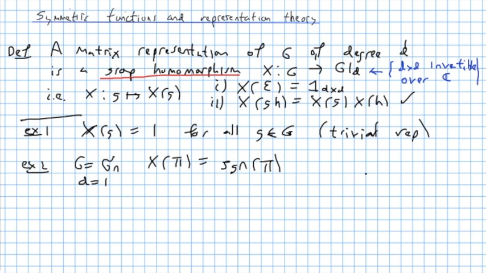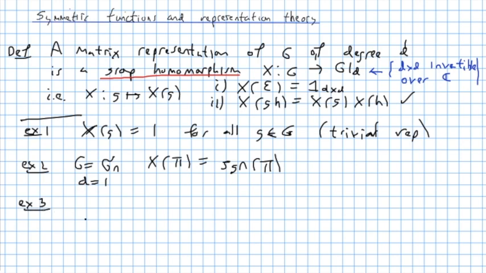So when you saw the sign of a permutation, you were already seeing an example of a matrix representation. We study permutations by associating to them 1 or -1. So we study groups, we study symmetries through linear spaces. In this particular example, just a 1 by 1 matrix, a number, either 1 or -1.